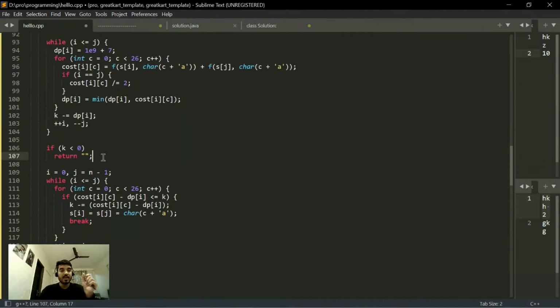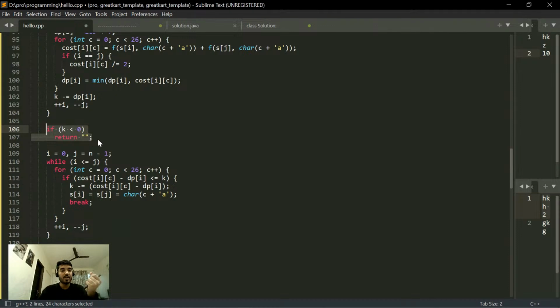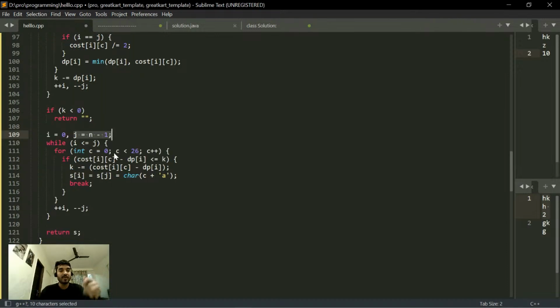And if the value of k is less than 0, then it won't be possible to convert it into a palindrome. So simply return an empty string. Now I know I can convert it into a palindrome. Now the next thing, I have to find the smallest palindrome, the lexicographically smallest. So again, initialize I is equals to 0 and j is equals to n minus 1.